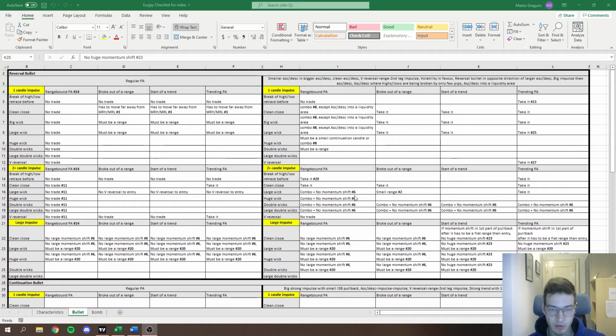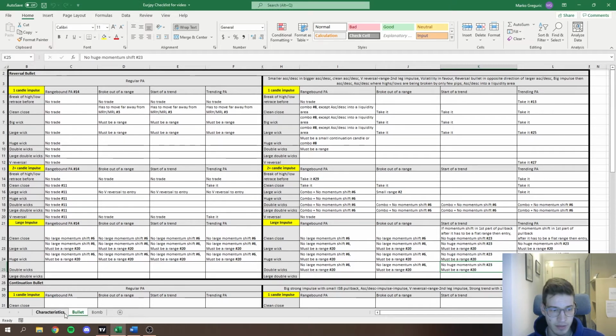Hello everyone, so today I will be going over how I build my checklist, what it looks like, how I divide all the setups and how I implement it into real, live trading. First, let's take a look at this Excel file. I call it the Euro and the Japanese Yen checklist Excel file.